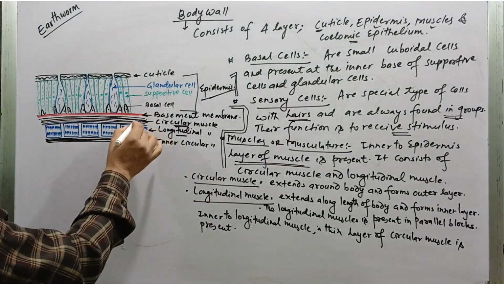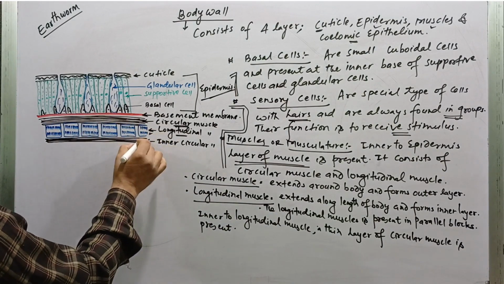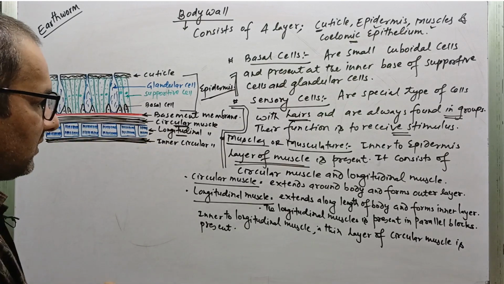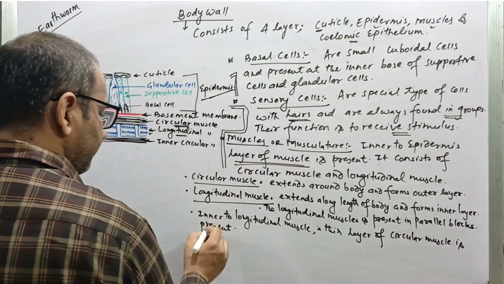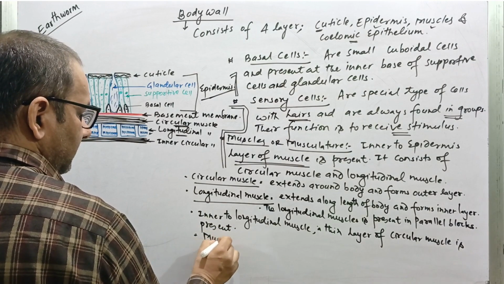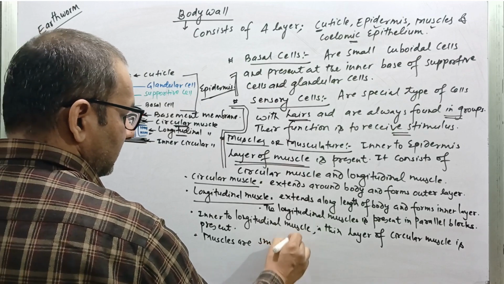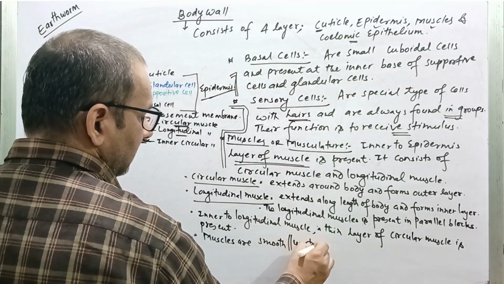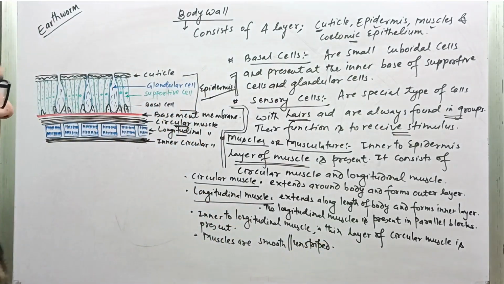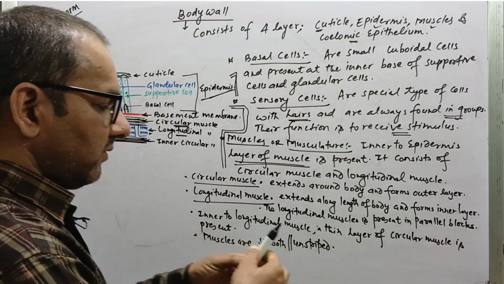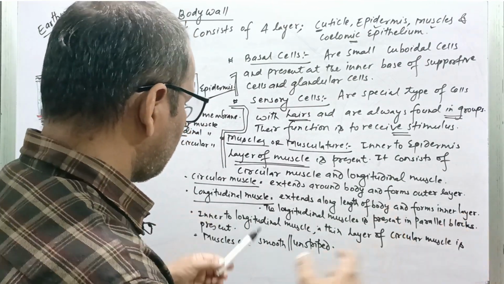So, this is the outer layer of circular muscle, this one is the longitudinal muscle, and this is the inner circular muscle. Now, the muscles are smooth muscles, that means non-striped. When the circular muscle contracts, the body becomes thin and longer.